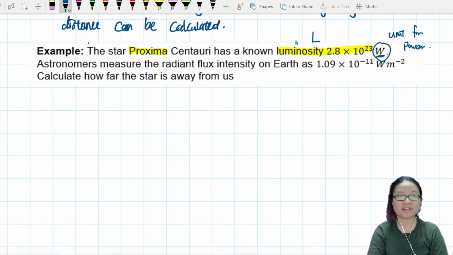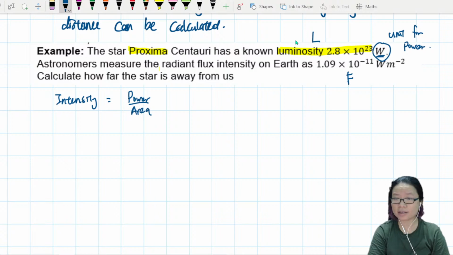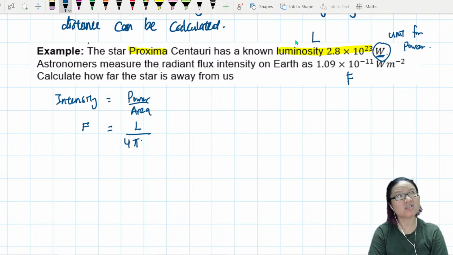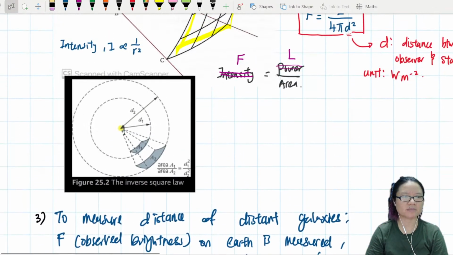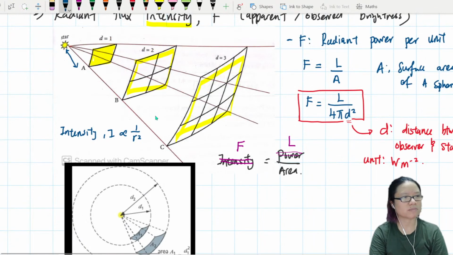Astronomers measure the radiant flux intensity on Earth, F. Calculate how far the star is away from us. So if you already have the equation, intensity is power per unit area, in your brain, then you can just replace intensity with radiant flux intensity. F is equal to luminosity over 4 pi d squared, 4 pi r squared. All right, so if you're wondering what that d is, it is measured from here to here. So I guess I can replace this one with d.